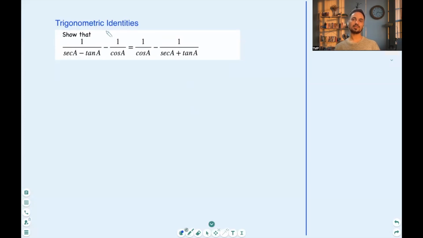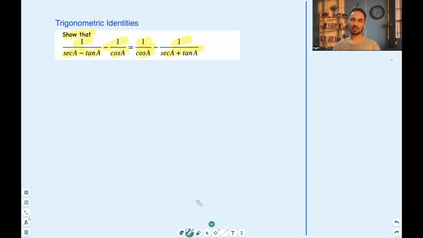Today we are discussing a trigonometric identities question, and the question is, show that 1 over cos A minus tan A minus 1 over cos A equals 1 over cos A minus 1 over cos A plus tan A.